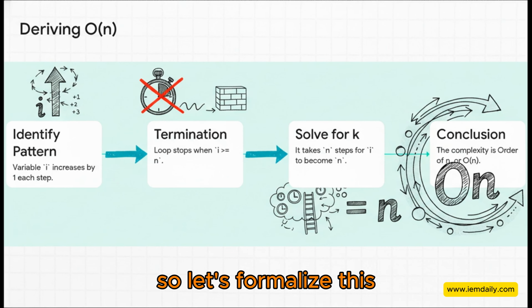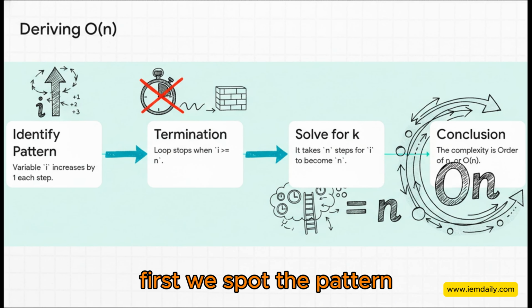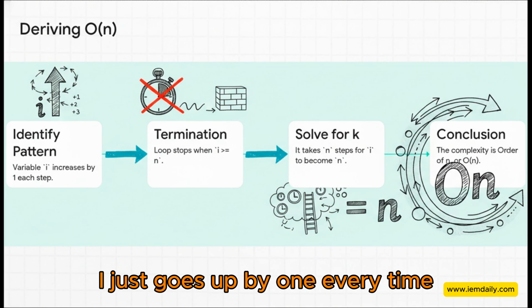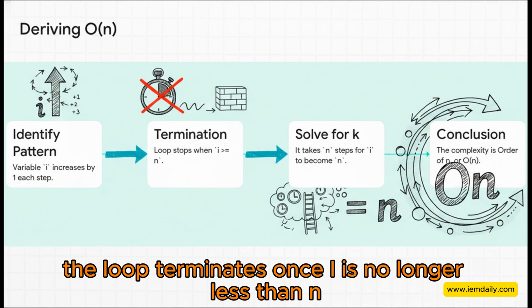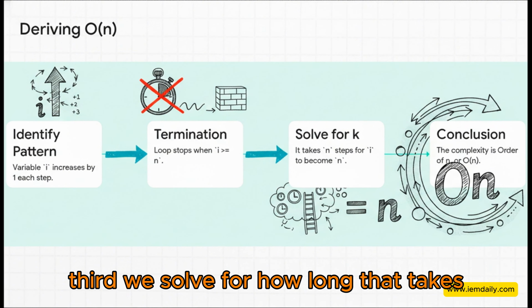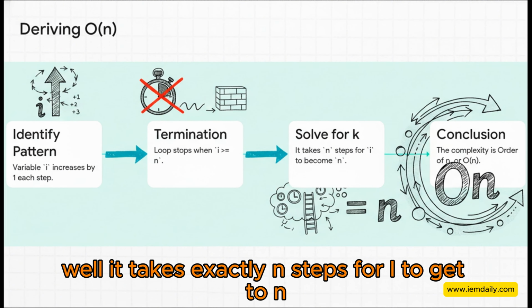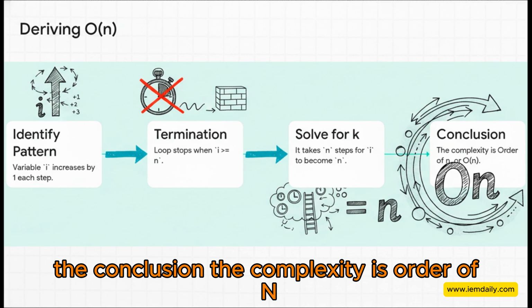So let's formalize this. This is our four-step analysis process. First, we spot the pattern. i just goes up by 1 every time. Simple. Second, we state when it stops. The loop terminates once i is no longer less than n. Third, we solve for how long that takes. Well, it takes exactly n steps for i to get to n. And that leads us to step 4, the conclusion. The complexity is order of n.